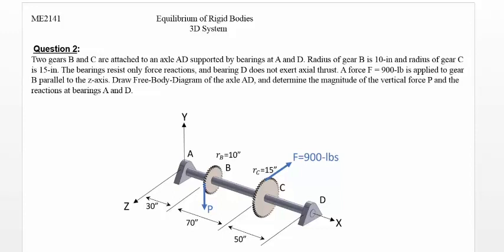The moment reaction at bearings A and D are assumed to be negligible, and they only resist force reactions. Bearing D does not exert any axial thrust either. A force F parallel to the z-axis is applied to the top of gear C as shown. We are to determine the vertical force P applied to gear B and the force reaction at bearings A and D. Obviously, we need to draw free body diagram of axle AD as follows.